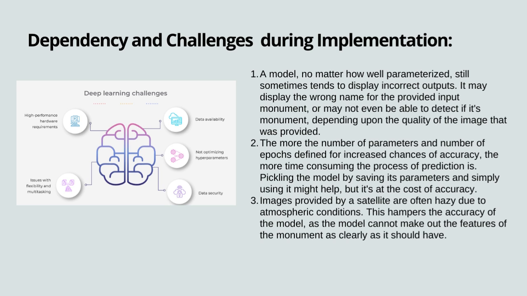Another challenge usually faced when dealing with a deep learning algorithm is the time it takes for the model to train. The more parameters and the more epochs, or training cycles, defined for increasing chances of accuracy, the more time-consuming the process of prediction is. Pickling the model by saving its parameters and simply using it might help, but it's at the cost of accuracy.